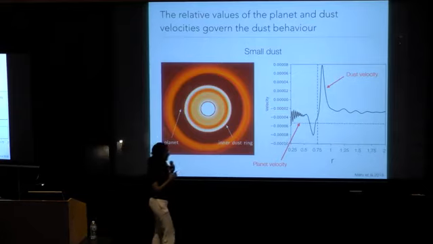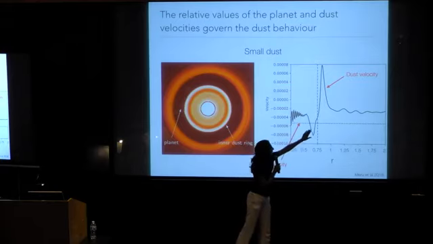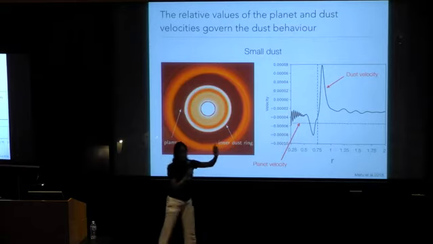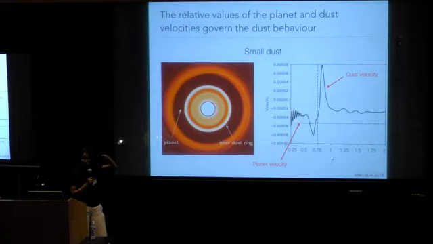On the other hand, in the inner part of the disk, things are a little bit different with the small dust. You see that the planet is in fact sort of sweeping up the dust, sort of pushing it into that little pressure lip that we saw in the inner part of the disk, and as a result, you can actually collect small-sized dust there.